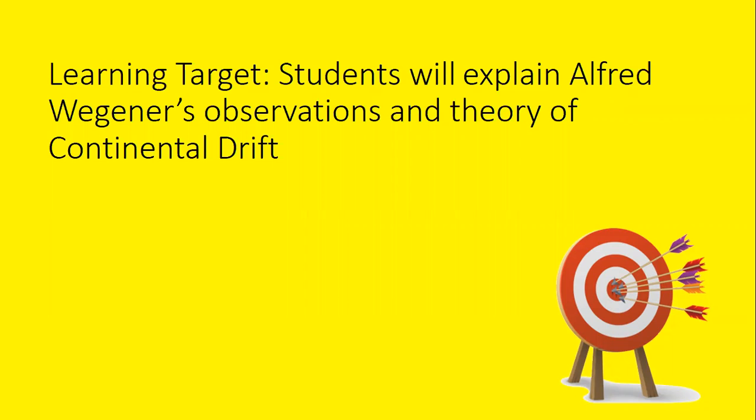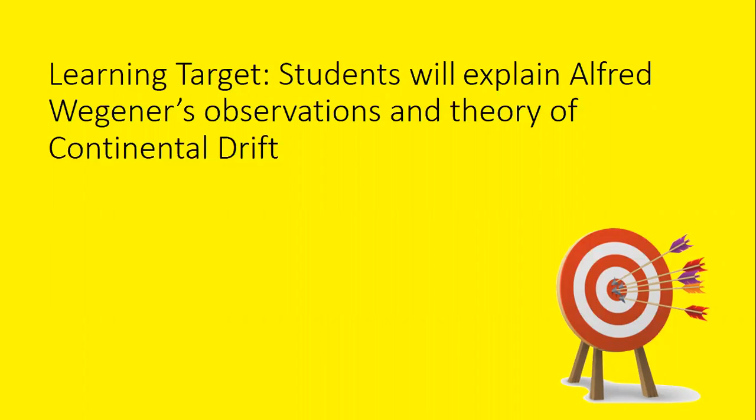Now, Alfred Wegener made an observation. From that observation, he made a hypothesis, a best guess. He collected evidence that would support or refute his hypothesis. So after he decided what he was going to be talking about, his hypothesis, he went out and started looking for evidence that would either prove it or disprove it.